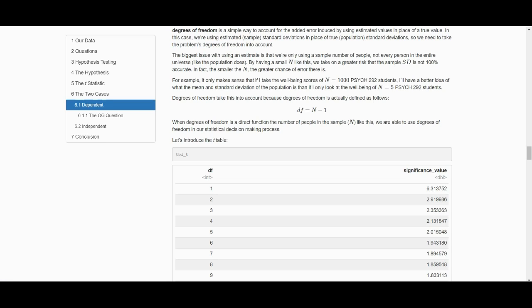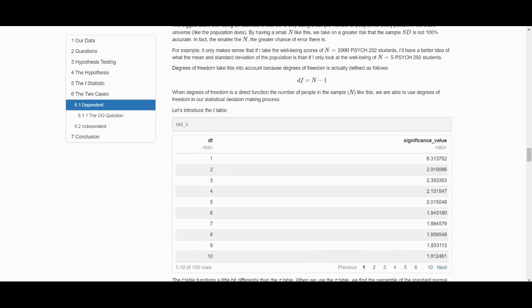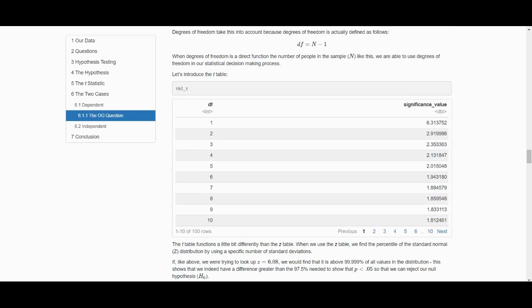That's not very representative. Degrees of freedom take this sample size into account, because degrees of freedom is actually defined as follows. Degrees of freedom is n minus 1. So degrees of freedom is actually a direct function of the number of people in the sample.